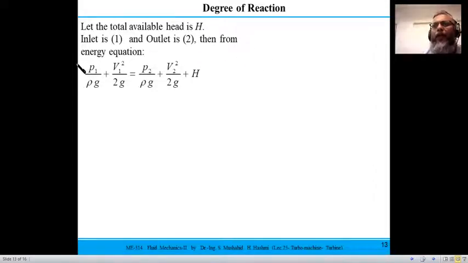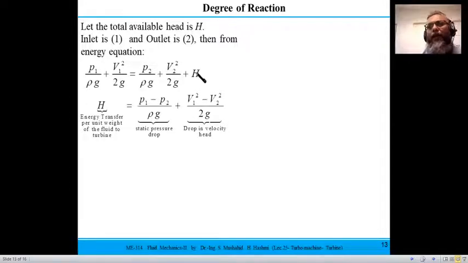Then you have the sum of all the heads plus the head of the pump, equal to the sum of heads plus the head of the turbine plus the head losses. Here we are ignoring the head losses, and the altitudes at the runner inlet and outlet are exactly the same, so this becomes our energy equation. I bring this equation into such a form that H is on the left hand side and everything else on the right. This is the energy transfer per unit weight of the fluid that has been transferred to the turbine, so that is your turbine head.